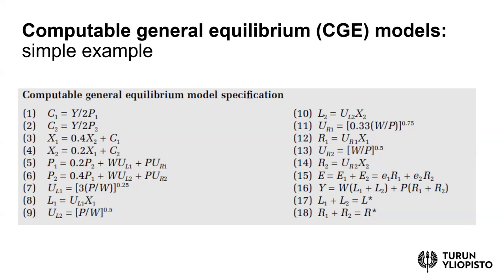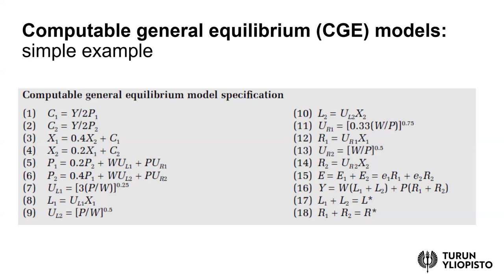So these equations include, for example, some kind of utility functions that lead to some kind of demand for commodities. Then we have some kind of production functions, and perhaps we have some kind of endowments for the resources, and maybe these can also be endogenous in the sense that capital investment depends on the economic growth.